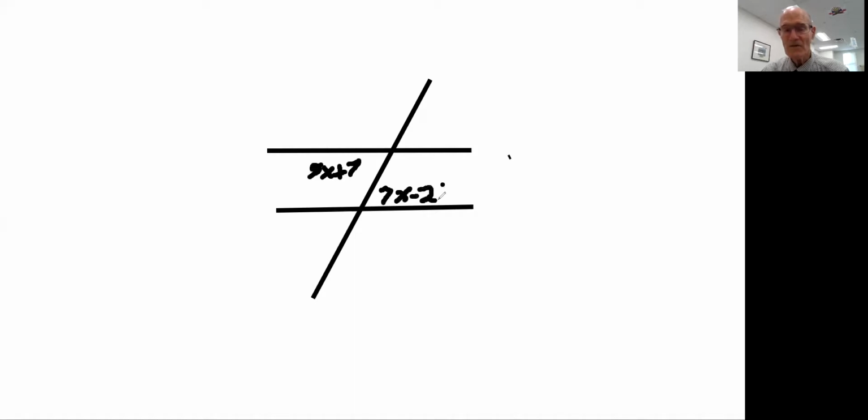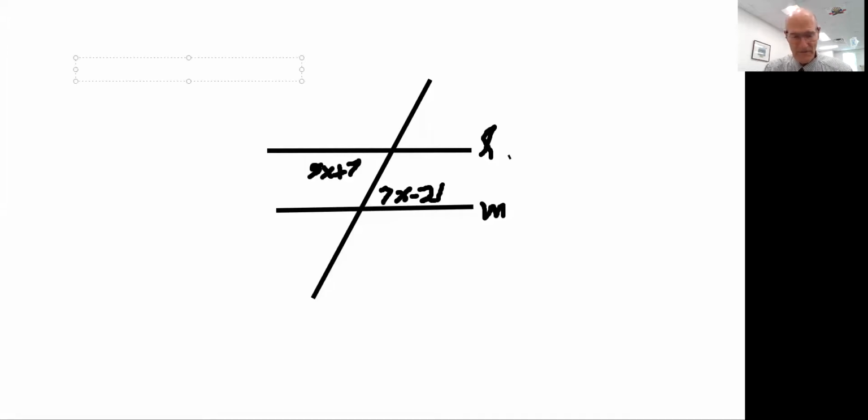Now, these angles are alternate interior angles. So the question is, what does the value of x have to be in order for the two lines, let's call this line L and this line M, what does the value of x have to be for line L to be parallel to line M? Now they are alternate interior angles, and we know that if they are congruent, then the two lines are parallel. So we'll come up here and we'll set our equation.